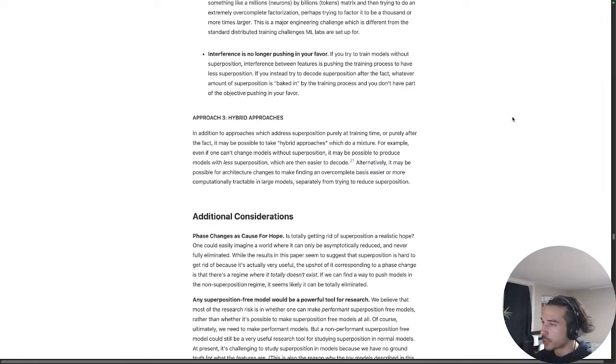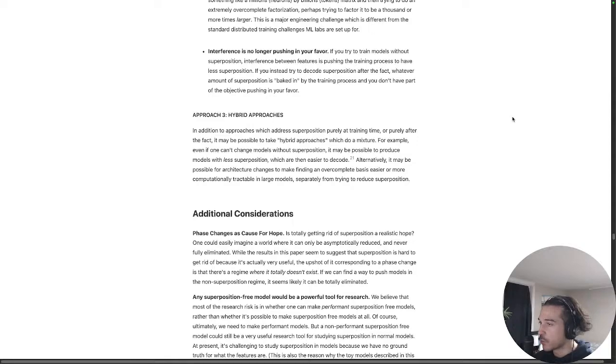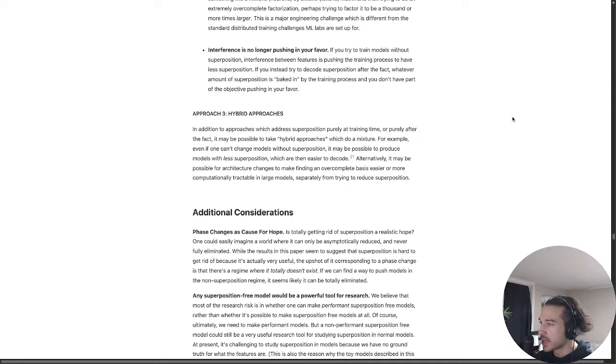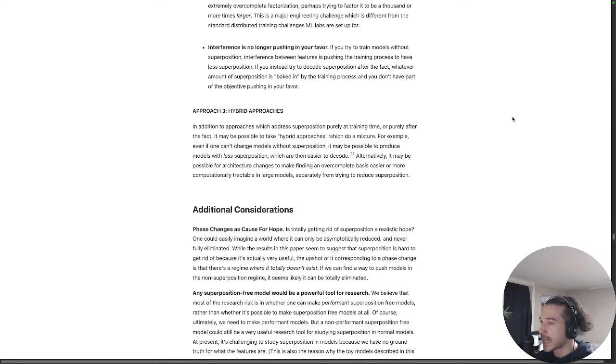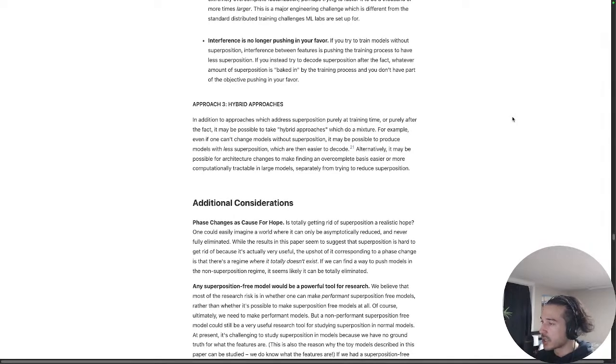In addition to approaches which address superposition purely at training time or purely after the fact, it may be possible to take hybrid approaches which do a mixture. For example, even if one can't change models without superposition, it may be possible to produce models with less superposition, which are then easier to decode. Alternatively, it may be possible for architecture changes to make finding an overcomplete basis easier or more computationally tractable in large models, separately from trying to reduce superposition.